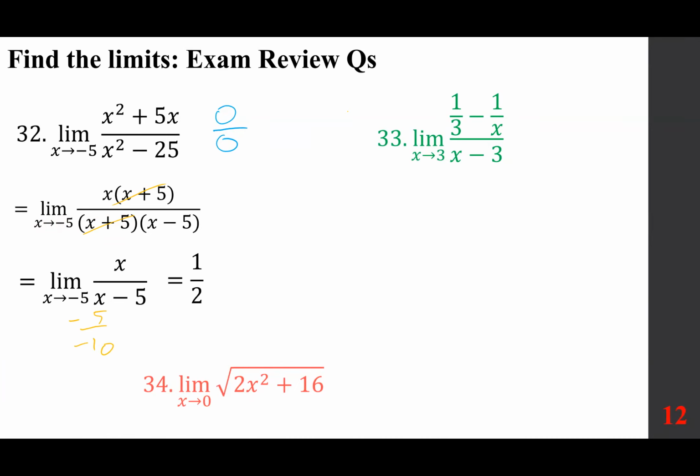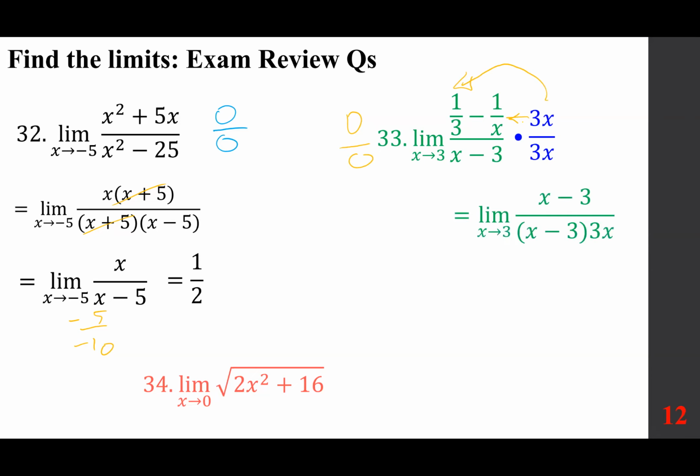For number 33, also we get 0 over 0. It is a complex fraction, and the technique is to multiply by the LCD, which is 3x over 3x. And when we multiply 3x by 1/3, we get x. When we multiply it by 1 over x, we get 3. So the numerator becomes x minus 3.